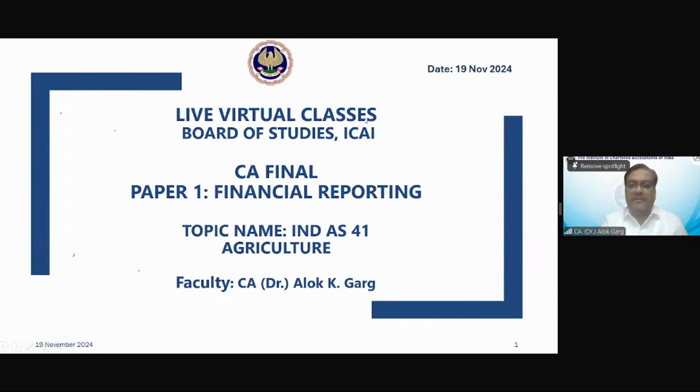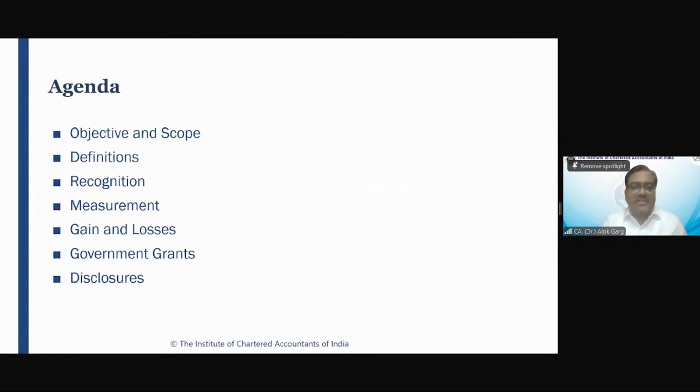Okay, good. So a very small standard, right? We will be starting this standard and concluding it in today's class. Talking about the agenda, we are going to talk about why this standard was issued, its objective and scope. We'll talk about some definitions, and then the major part which we are going to cover is recognition, measurement, gains and losses, government grants, and the disclosure part, right? This accounting part we will cover in detail.